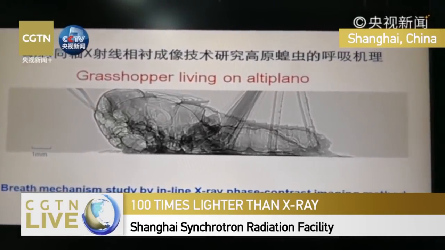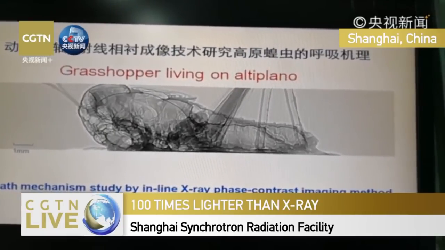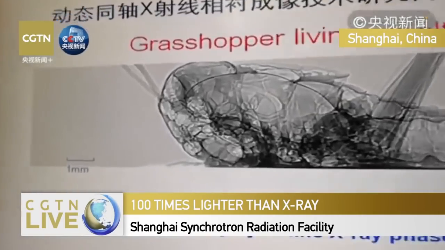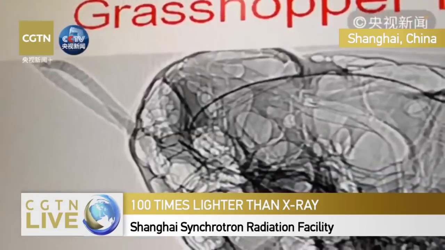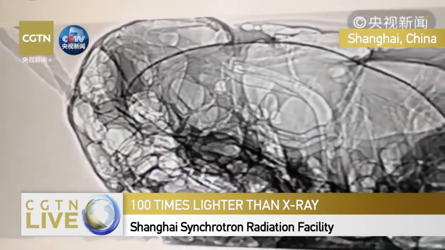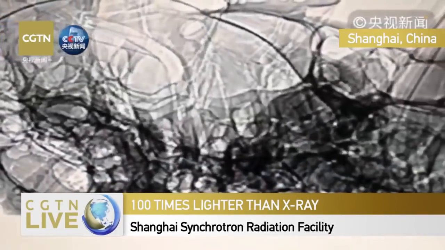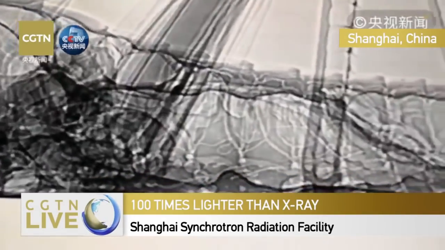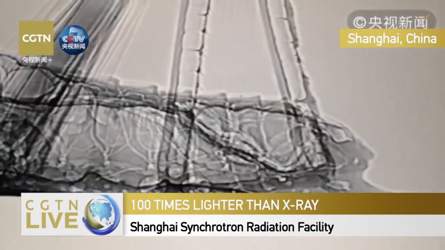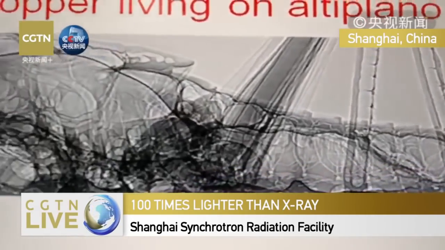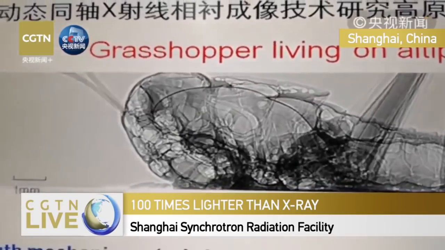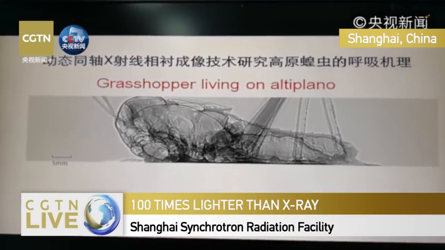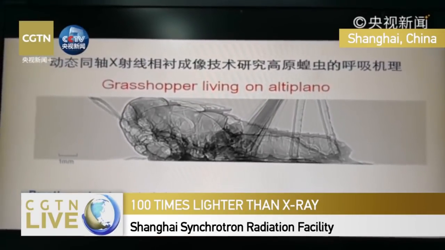And this is altiplano. The grasshopper living on altiplano. So we can see the grasshopper is tied to this plate, and we have this X-ray, and we can see very clearly how this grasshopper breathes. And after the experiment, the grasshopper even survives. Despite the grasshopper being alive, we need to get rid of it because we do not know the result of the radiation, so we cannot let it out.